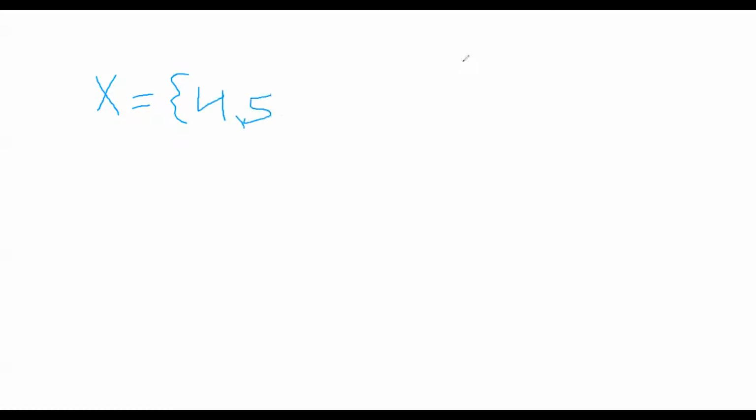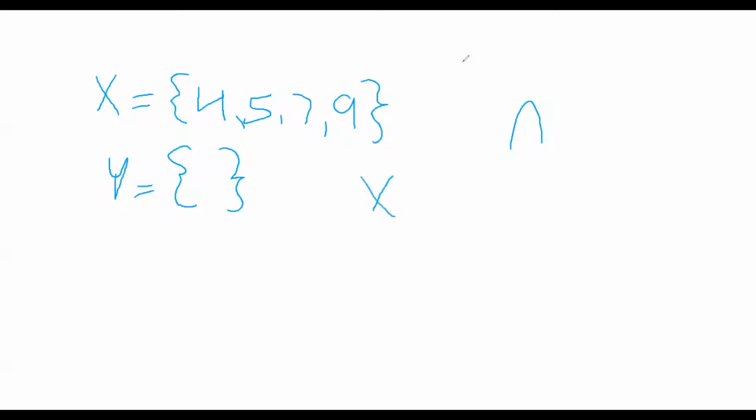5, 7, 9. So that's going to be set X. Then let's name it set Y, and we are going to have nothing in there. Then we are going to be using the intersect sign. So this is going to be our question, and you're going to have to tell me the answer of this.